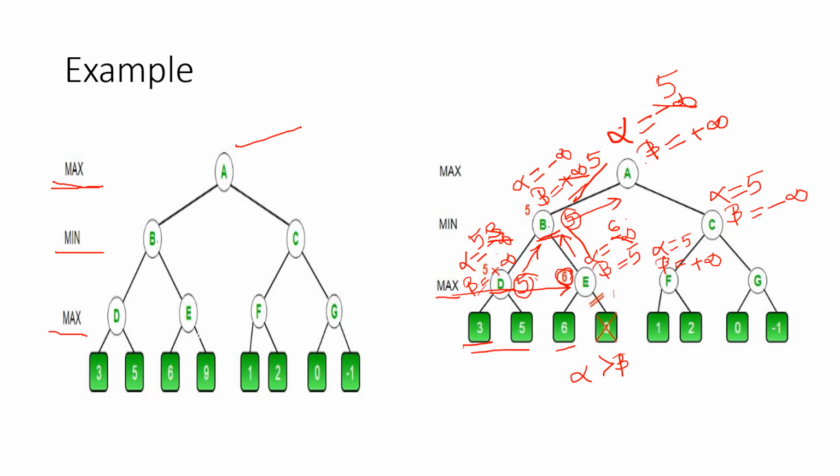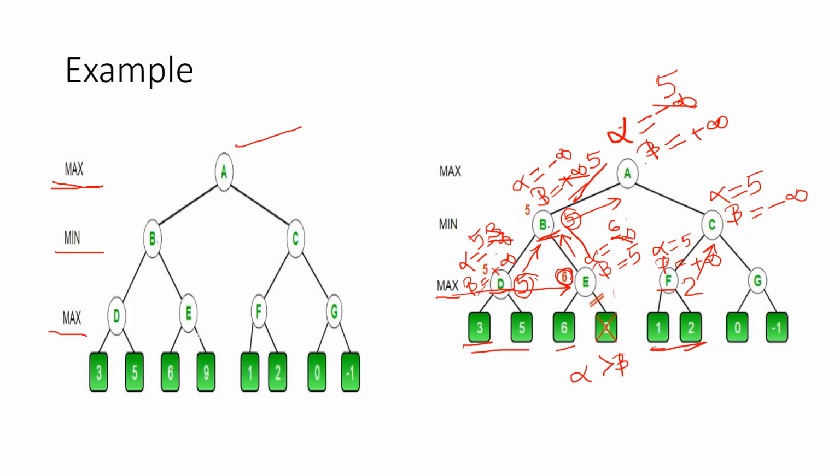Now we have the leaf node 1. Here F is a max node, so it will update only alpha. So alpha value 5 or 1, which one is larger? It is a max node, so it will select the maximum value. 5 is maximum, so it will not update. Then again the next node 2. So 2 or 5, which one is higher? 5 is higher, so it will not update the alpha value. And here the minimax value will be 1 or 2, which one is the largest? 2. So here the minimax value is 2 and it will go upwards.